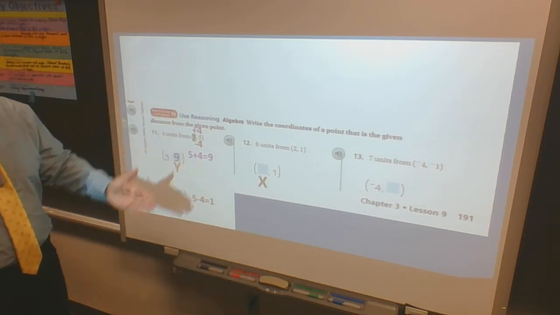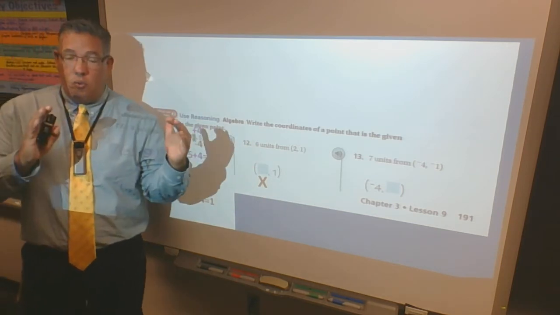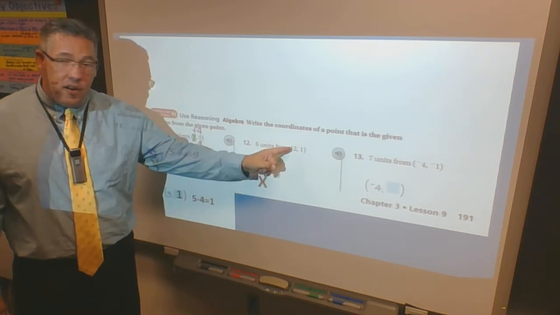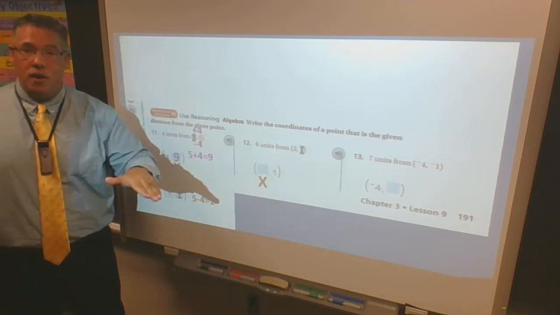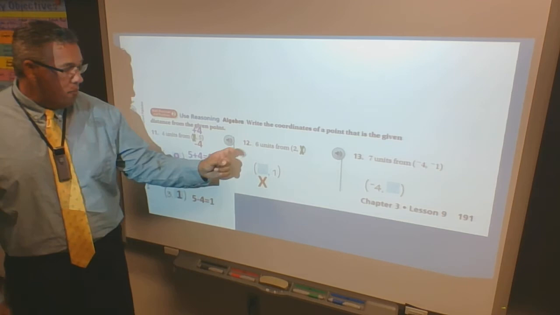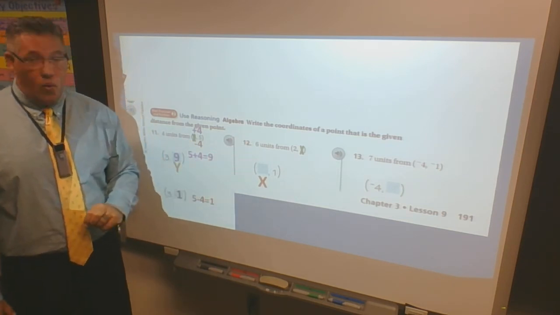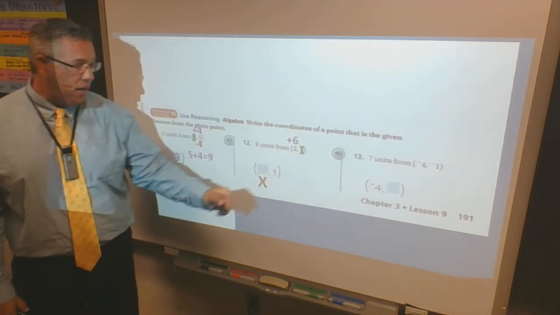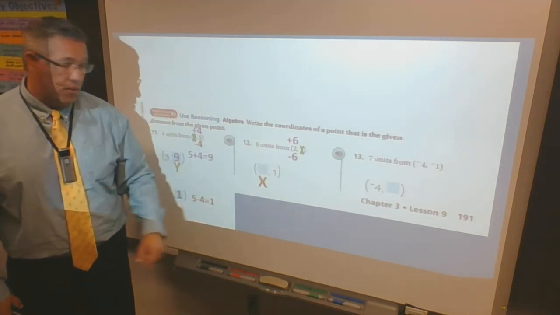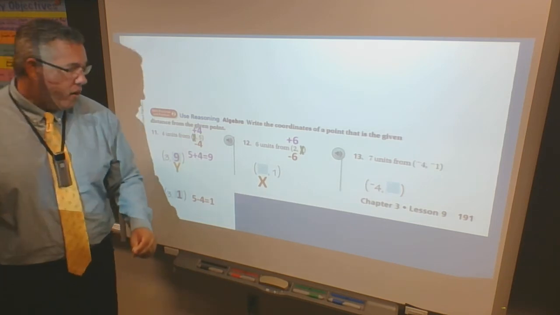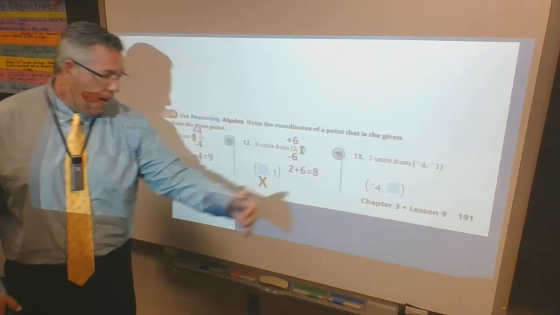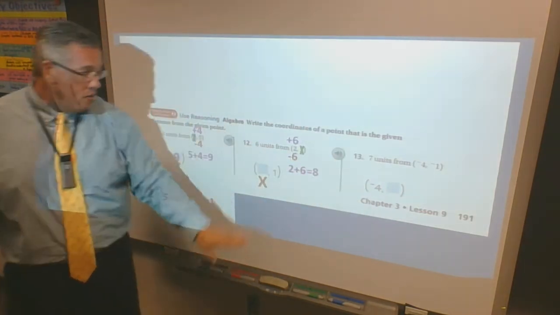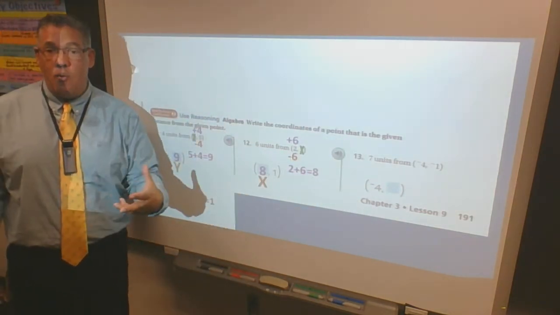When I go to 12, I see that my x, once again in my ordered pair, is always my first number. My x is the one I'm trying to find, so I'm going to cross out my y so it doesn't confuse me. And I know I'm going 6 units. So once again, I can either add or subtract, and I don't care which way you go. If I'm adding 6 or subtracting 6, right? If I go forward from the 2, I'm adding 6, so I'm going to go from positive 2 to positive 8. So one of my ordered pairs could be 8, 1.